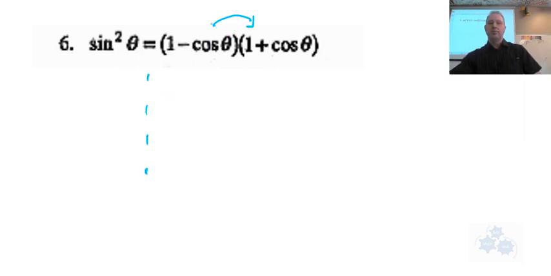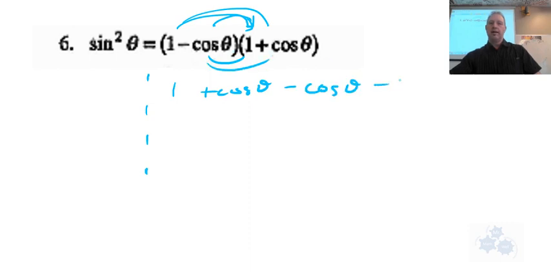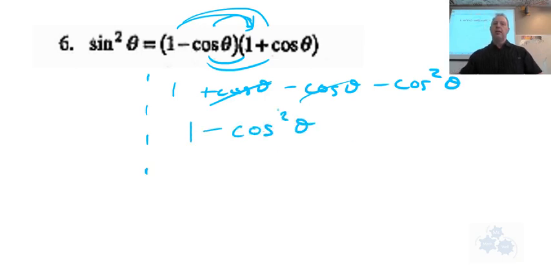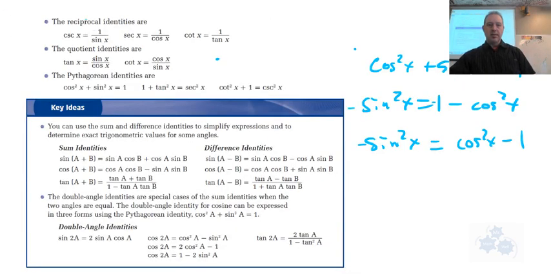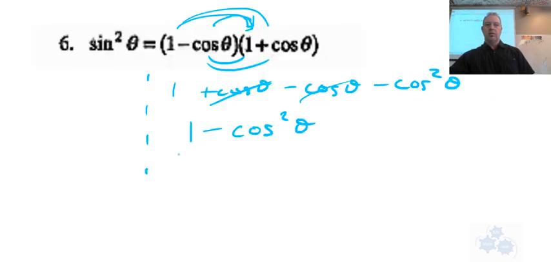So I'm going to work on the right side. If we multiply this out, 1 times 1 is 1, plus cos theta minus cos theta minus cos squared theta. So it's a difference of squares here, isn't it? Because plus cos theta and minus cos theta, they cancel each other out. Now when you see this, you know that sine squared actually is equal to 1 minus cos squared as part of our Pythagorean identity. And again, it's this one rearranged, right? 1 minus cos squared equals sine squared. So we're going to just change that to sine squared, and that would be because of the identity.